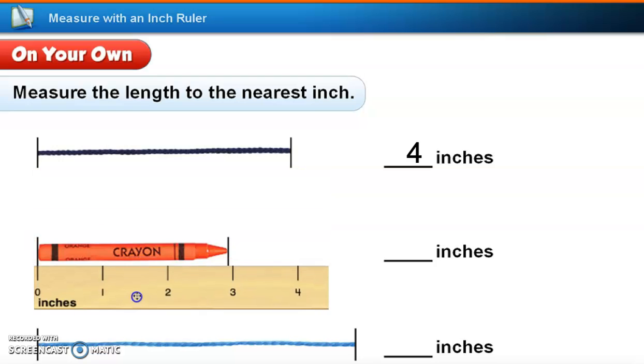Now let's measure this crayon. So we're going to put the edge of the end of the crayon right at the 0, and we're going to see where the crayon stops on the ruler. So it looks like it stops just before the 3-inch mark. So therefore we can say that this crayon is about 3 inches long.